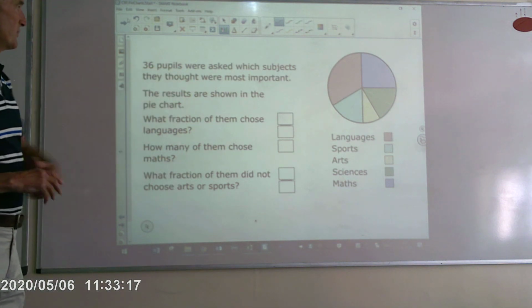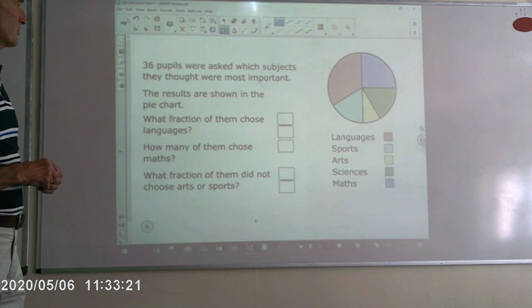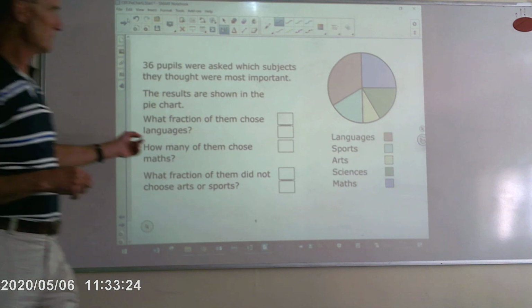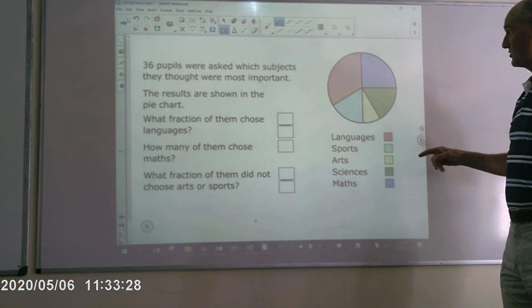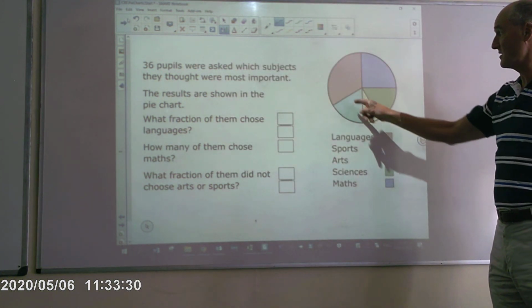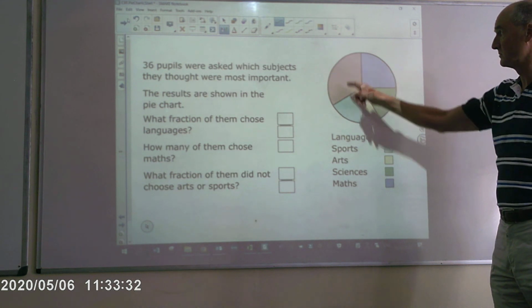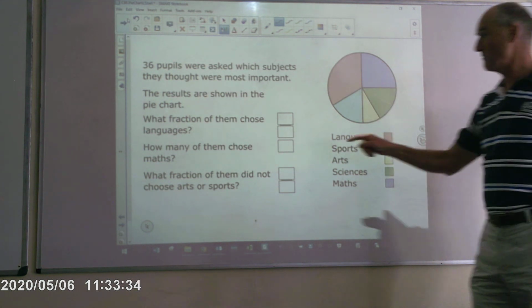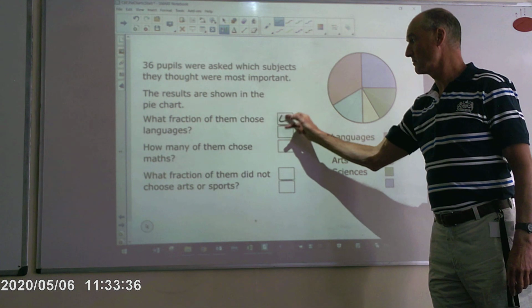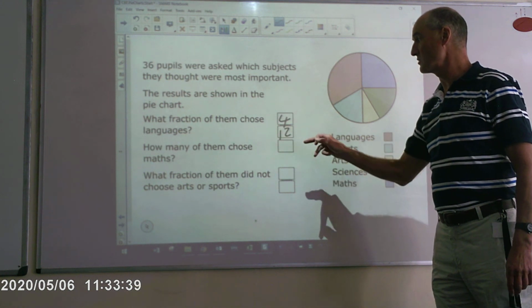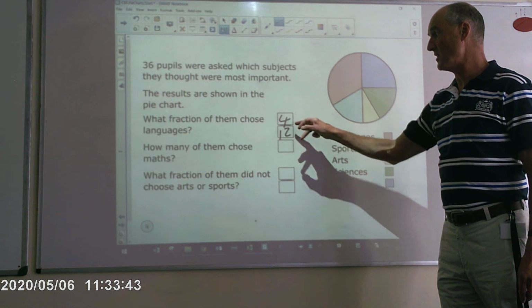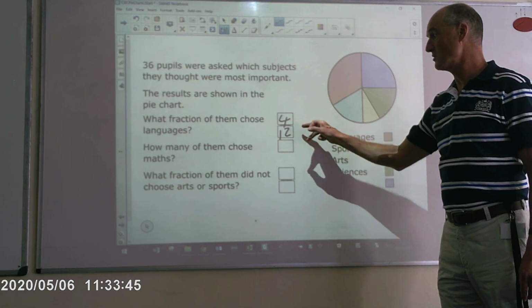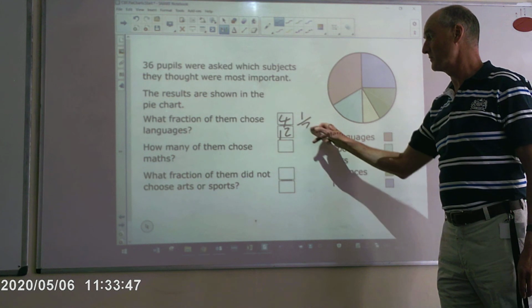Similarly, 36 pupils were asked, so the total of 36 pupils, what they thought were the subjects most important. What fraction of them choose languages? So this is actually divided into twelfths. So 4/12 have chosen languages. Can we cancel that down? 4/12 have chosen languages. So a third have chosen languages.